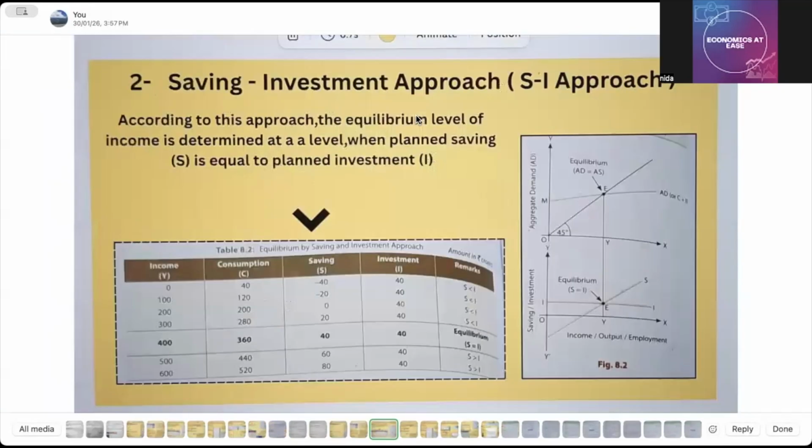Now, the next is the saving investment approach. Similarly, here, wherever you find saving and investment equal, that is the equilibrium level of income.